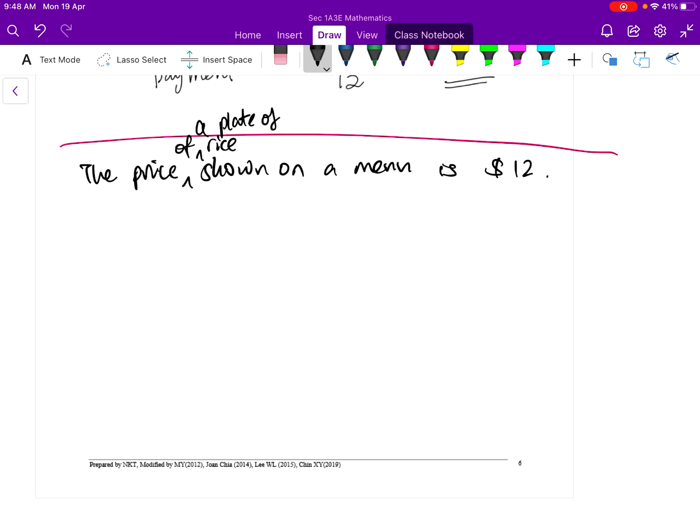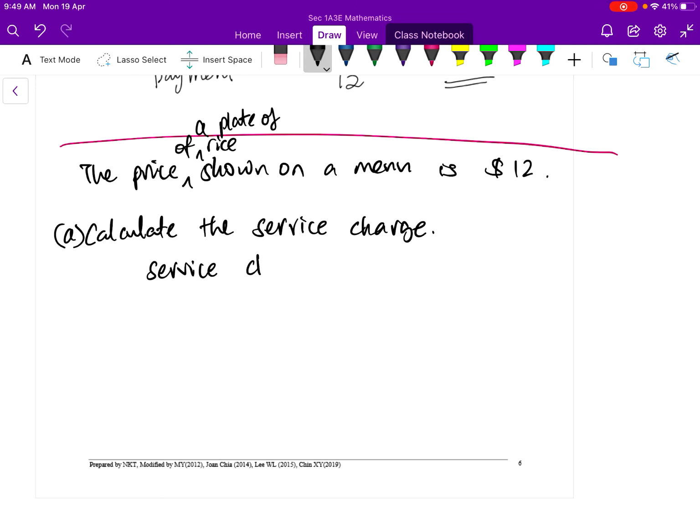There's a lot of good stuff inside, so it's $12. Okay, next line. Calculate the service charge. So in Singapore, the service charge is 10% of the food. So that's part A. Can you do this now? Right now, service charge equals to, okay, write down your answer.